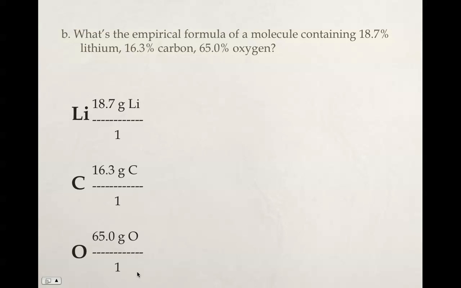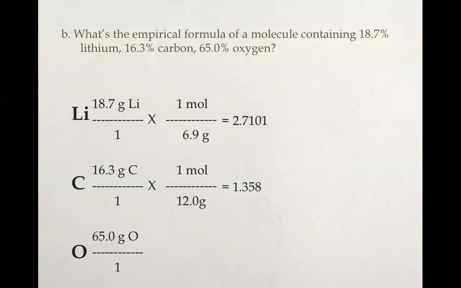So you need to find their gram formula masses off of the periodic table. So lithium is 6.9 grams, so that's going to be equal to 2.7101 moles. We're then going to convert carbon to 1.358 moles and oxygen to 4.065 moles. So once you have them all in moles, this is when we're going to divide by the smallest.